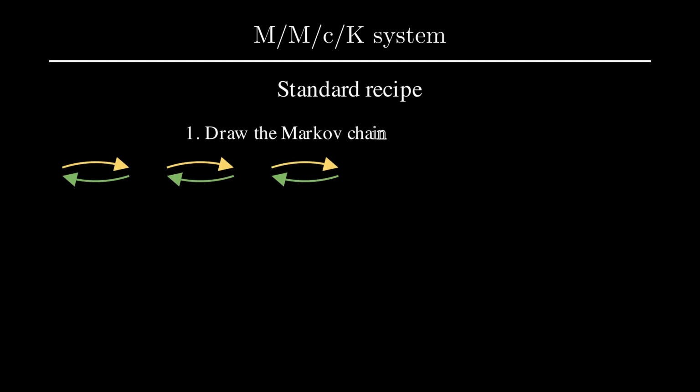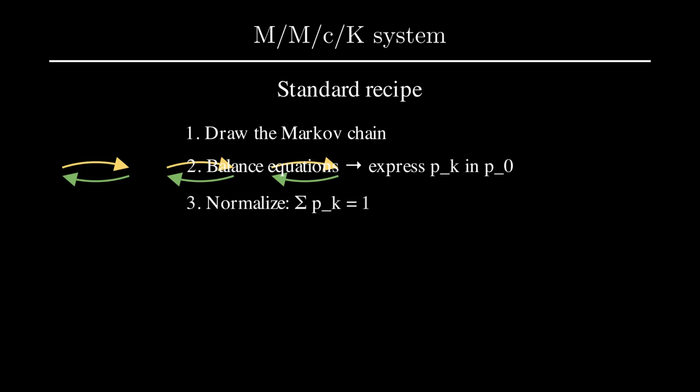The structure is always the same. Draw the chain, use the balance equations, normalize, read off the blocking probability. And the most beautiful insight, unlike unlimited queues, we never need the condition rho less than 1. The finite capacity K makes the system inherently stable. The price we pay is the blocked customers.